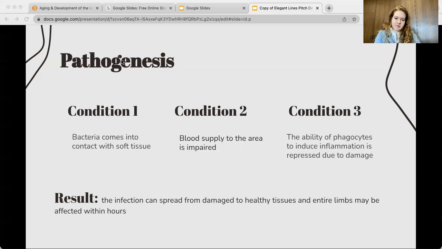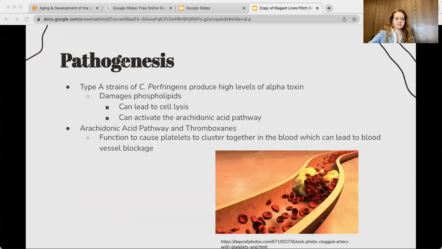So the third condition is that the ability of phagocytes to induce inflammation is repressed due to damage. So basically, if all these 3 things are present, then gas gangrene will develop. So as far as more specifics of pathogenesis, all strains of Clostridium perfringens will produce alpha toxin, but the type A strains produce it in especially high levels. And the alpha toxin acts by damaging phospholipids. So therefore it can damage cell membranes and then cause cell lysis.